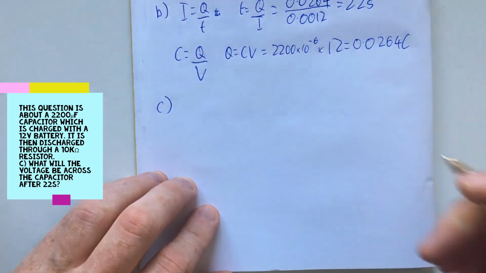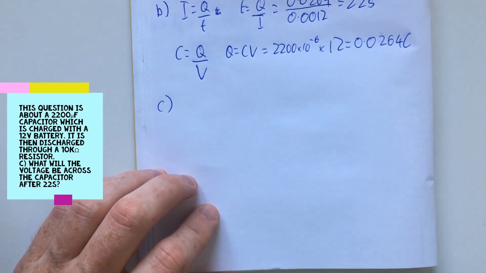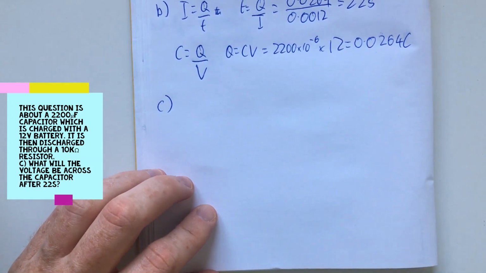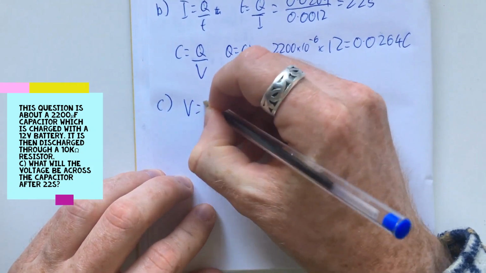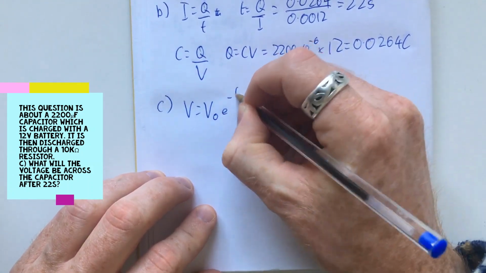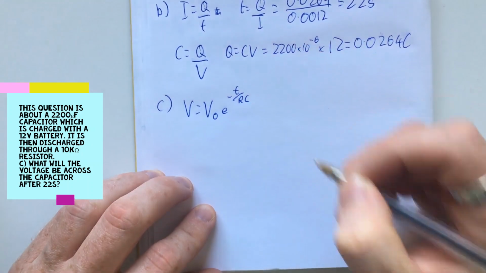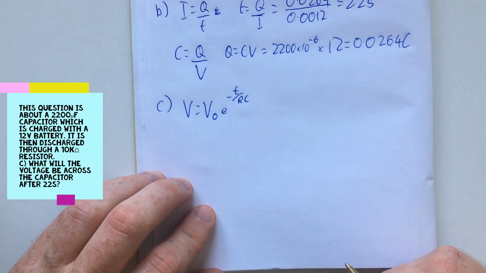Part C. Here we're asked to calculate what the voltage would be across the capacitor after 22 seconds. So this time we are going to start using this equation with our exponential, because here we're not making any of those nice easy assumptions.